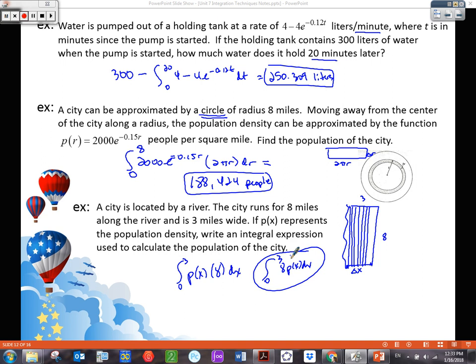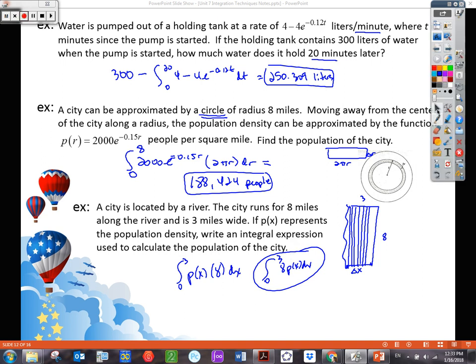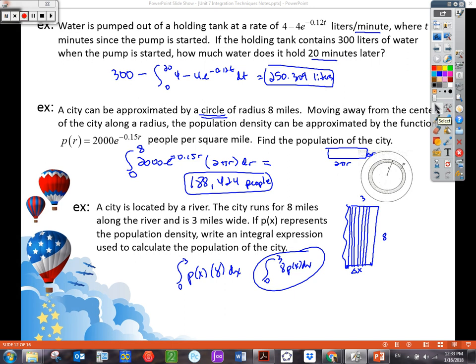All right, so that gives us the 3 different types of density problems we'll see, and a little bit of review on accumulation. Any questions about that?